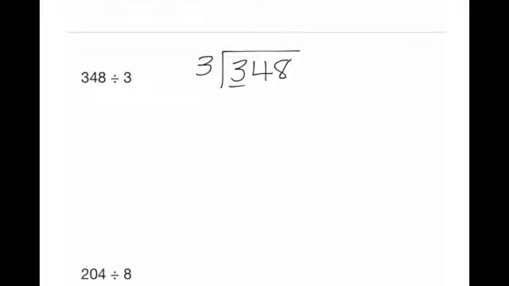3 divided by 3. Okay? 3 divided by 3 is 1. 3, now we times it. Okay, we're going to multiply it. 3 times 1 is 3. So I'm going to put the product down here, and I'm going to subtract them. 3 minus 3 is 0. Now I'm going to bring down a 4.